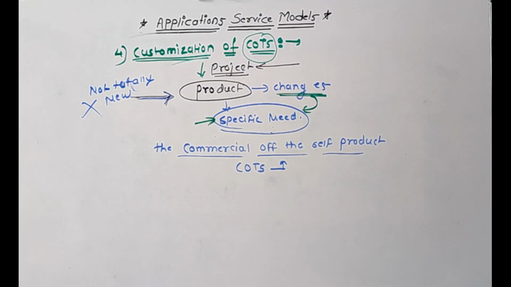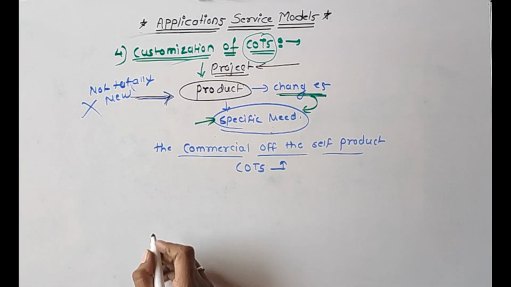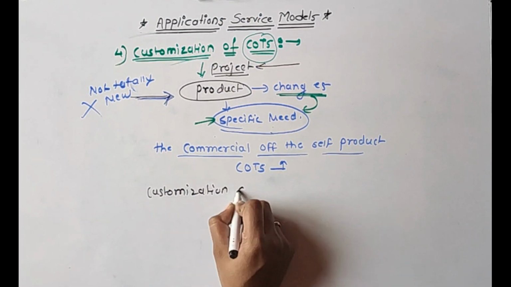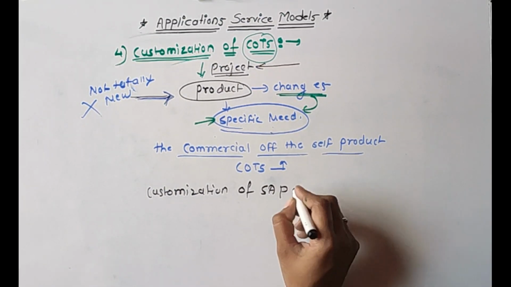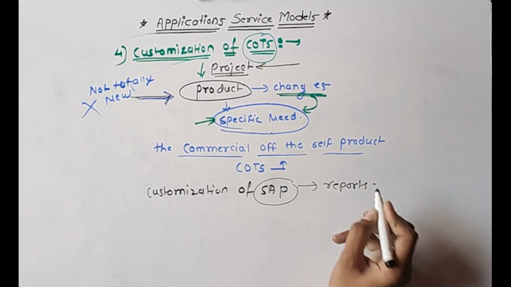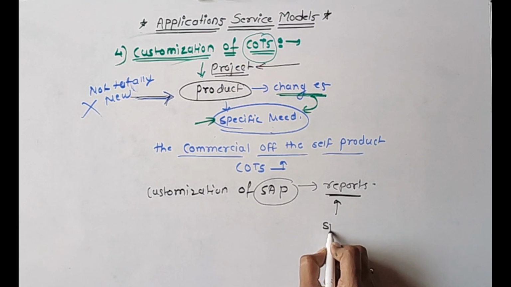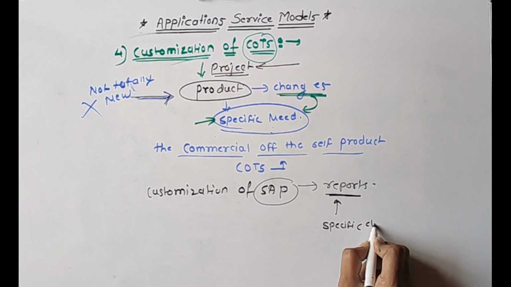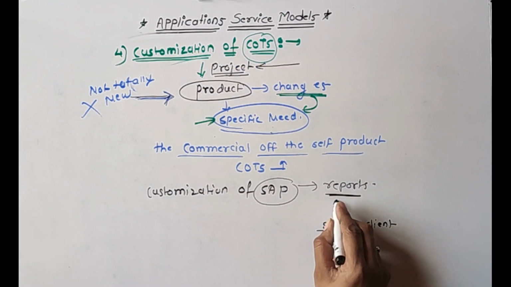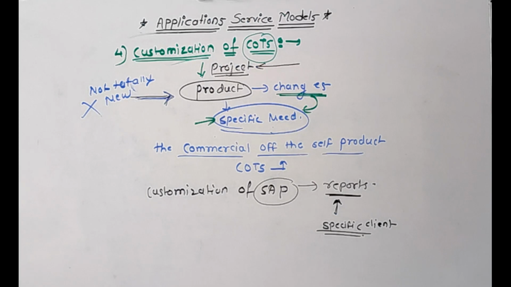For example, customization of SAP reports for a specific client, means we are customizing a SAP report for the individual clients as per the requirement. So this all comes under the customization of COTS.